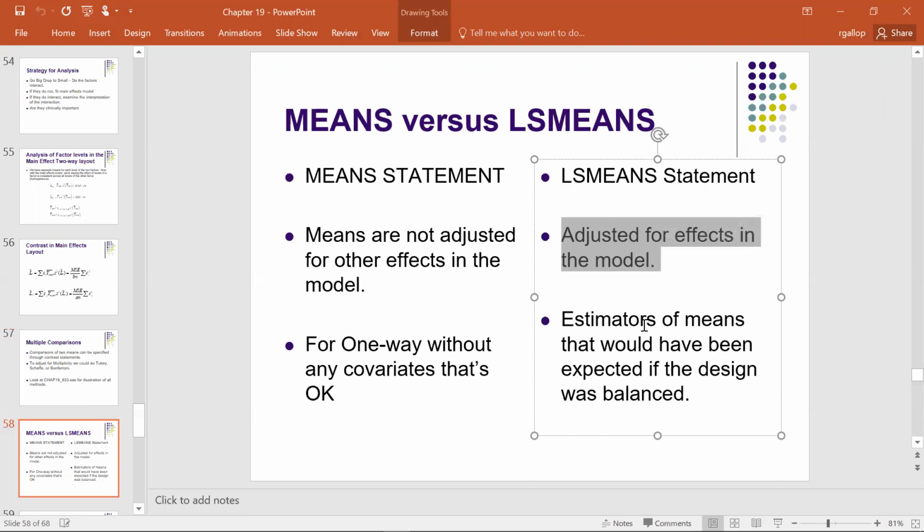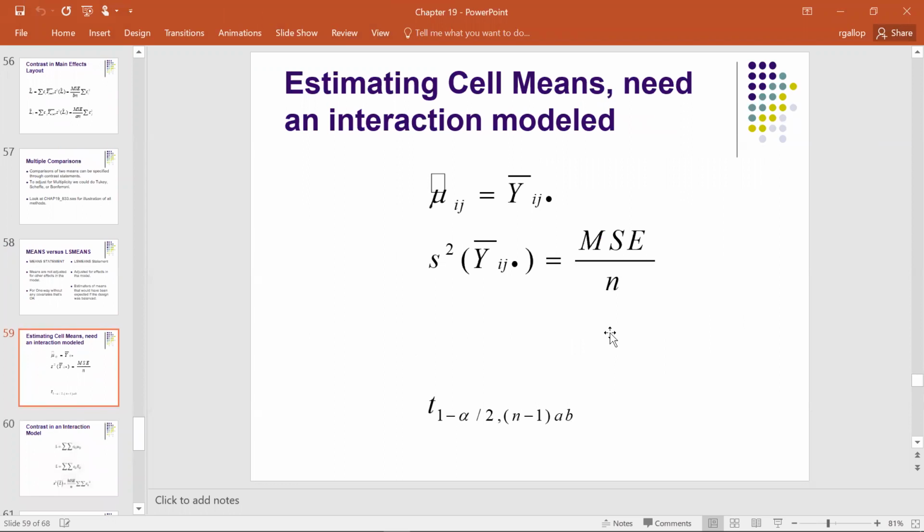The LS means are estimators of the means that we would have expected if the design was balanced on average. The LS means are basically adjusted means. The means are basically observed means. Especially when we bulk up the models to include covariates or confounders, the LS means are really what we want, those adjusted means, as we move on.